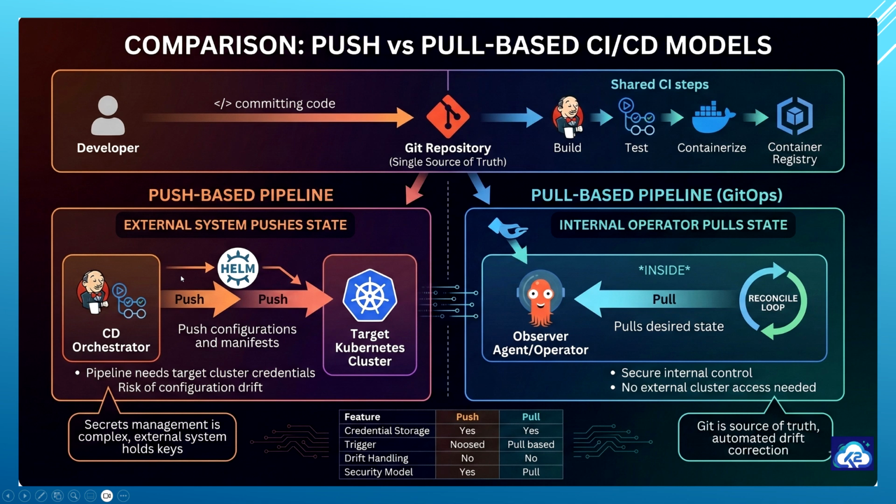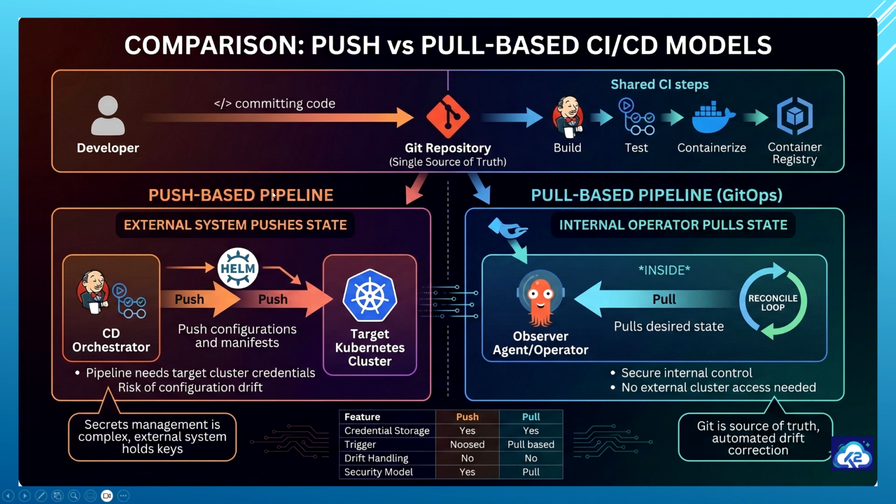So here, as you can see in this comparison for push versus pull based CI/CD models, once the developer commits the code into the Git repository, which is the single source of truth, the continuous integration steps will trigger, where it will run the build, unit test, and build the Docker images, and then it will push into the container registry. So until these steps, for both push based and pull based CI/CD, it will be common.